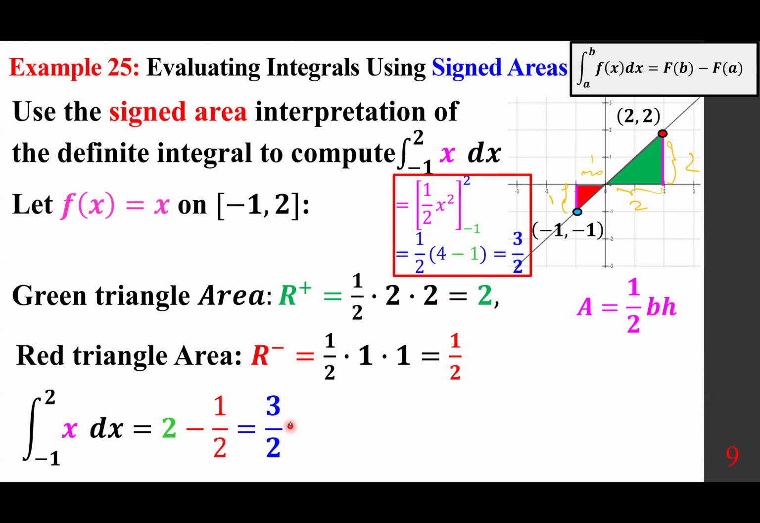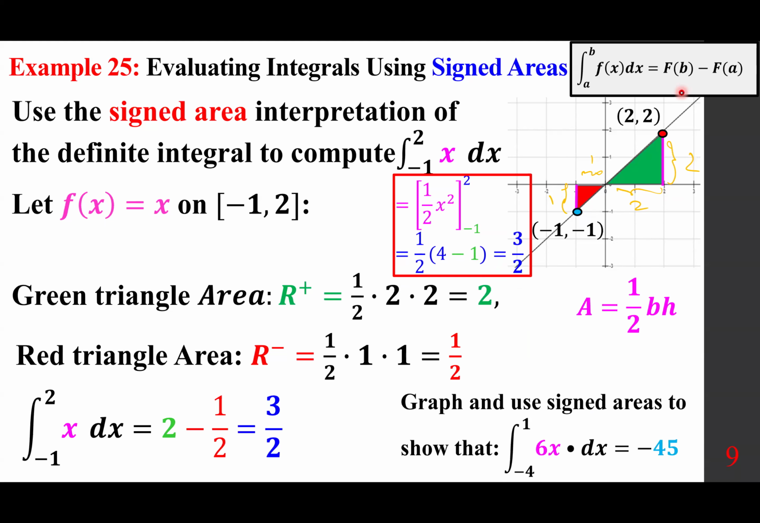So what is the difference and why is it important to understand this? If it's not a geometric shape such as this one, where we can use a formula from geometry, what do we do? We use calculus. Graph and use signed areas to show that the integral from -4 to 1 of 6x dx is -45. I'm giving you the question, I'm giving you the answer. I highly recommend you try it to make sure that you understand how things work out here.